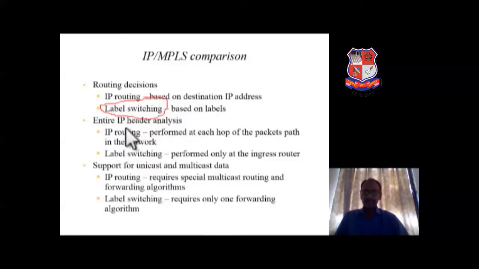In the IP protocol the entire IP header is analyzed at each and every routing device, or we can say at every hop inside the network. Hop here refers to a router. While in MPLS, label switching is performed only at the ingress router. We will shortly see these important words today. So that is the ingress router.